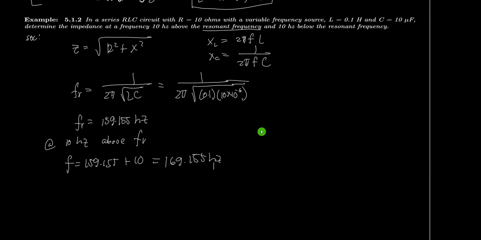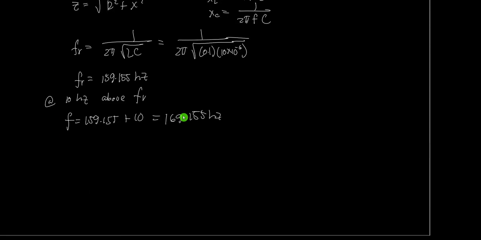And to solve for z, it will be equal to, again, the square root of r squared plus x squared. But first, we need to solve for x, where x is equal to the difference between XL and XC. So we need to solve for XL and XC first. XL will be equal to 2 pi times the frequency, 169.155 hertz, multiplied by the inductance, which is equal to 0.1 Henry.